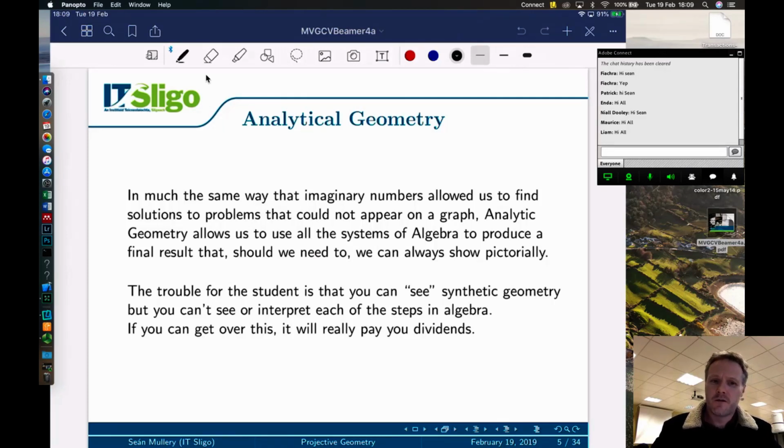Now, if you can come to accept this and get a little bit beyond the idea that you have to be able to visualize everything pictorially, that will really pay you dividends. So if you learn that maths is all really about just a set of rules, and if we stick to those set of rules, we'll be okay. If you can do that, it means that you can make much faster advances in what you're doing.